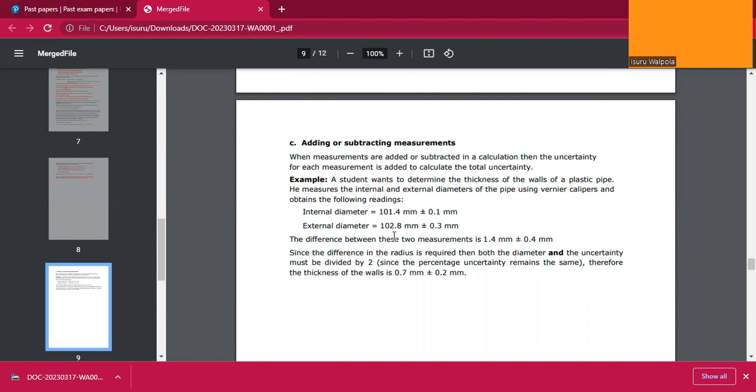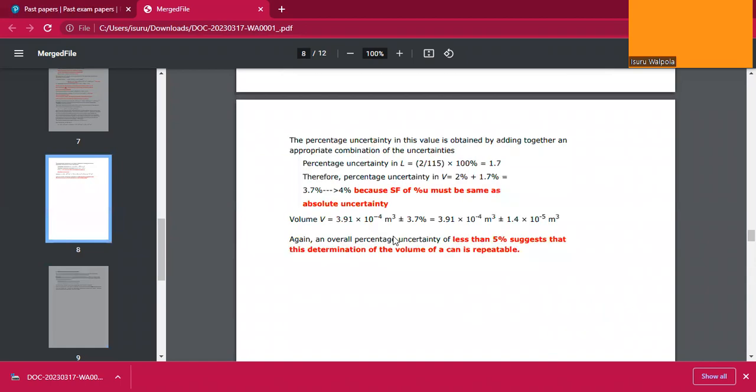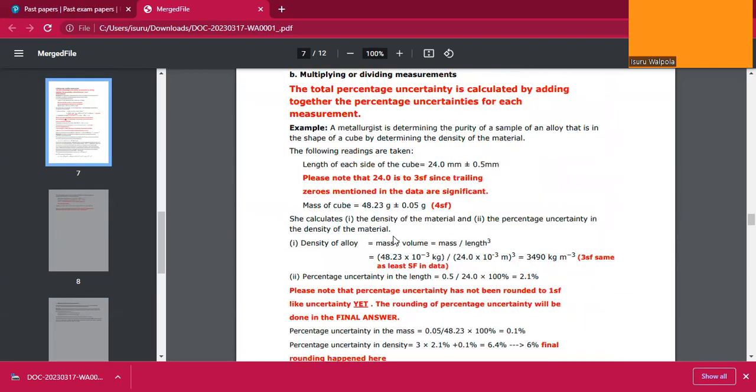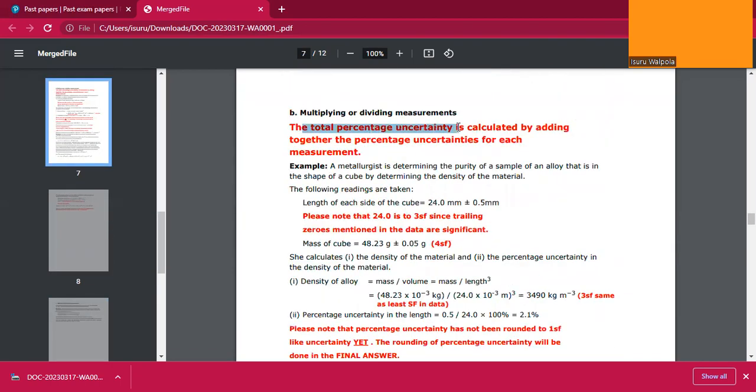But the uncertainty of each reading is half a Celsius. So you have to add those two together and you get 1 Celsius for the entire operation. For multiplication and division, they have given a nice example. Now remember, the total percentage uncertainty is the addition of the percentage uncertainties for each measurement.